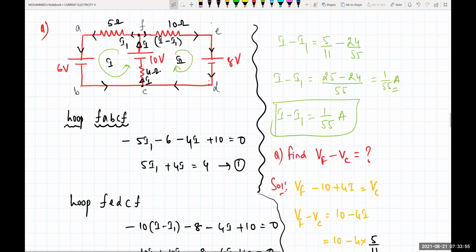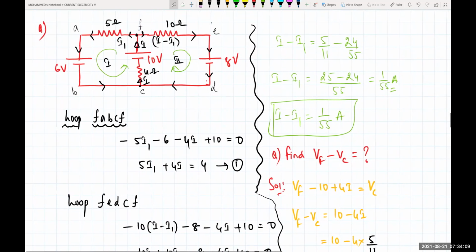See the first loop, F, A, B, C, F. Everyone is able to see the loop, beta? Closed loop, F to A to B, B to C, C to F. Yes, sir. Then write the Kirchhoff law. In the same direction, minus. So it is minus of 5 into I1. Then a cell is coming where I'm ending at the negative terminal. So minus 6. Then B to C, nothing is there. Then from C to F, the current is going in the same direction, so minus of 4 into I. Then a cell is coming and I'm ending at the positive terminal of the battery. So it is plus 10 equals 0. Is that clear for everyone?